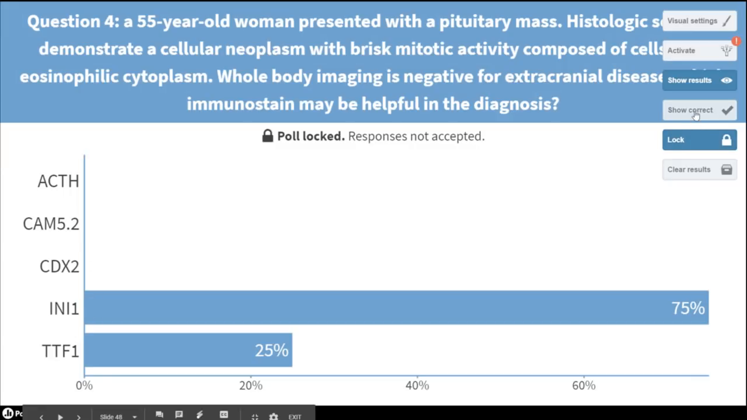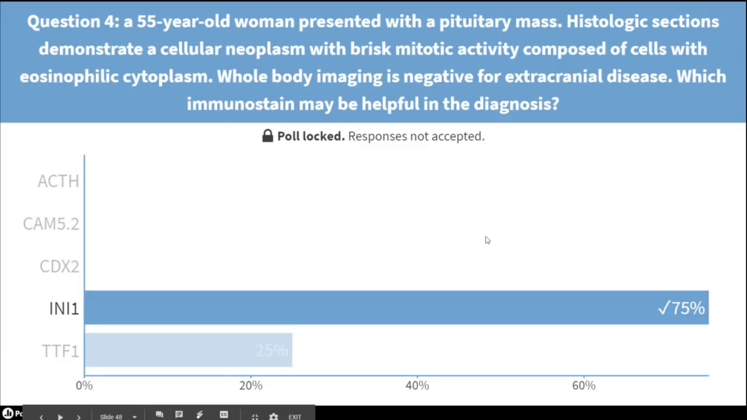Okay, so indeed, INI1 could be helpful in this setting. It's a rare tumor, but as I just showed, ATRT, or atypical teratoid rhabdoid tumor, when it occurs in adults, has a predilection for the sellar region. It's a distinctive presentation of this tumor in the adult population, usually women, middle age and older. So it could be helpful, because if INI1 is lost, that's really helpful in that context.